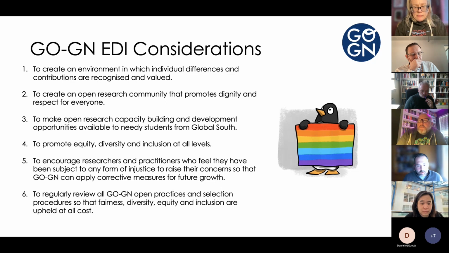In our values, it has to be important to promote equity, diversity, and inclusion at all levels, and to encourage those researchers and practitioners who feel they have been subject to any form of injustice so they are able to raise their concerns, and GoGN can apply that to grow. And continually review GoGN open practices and procedures for fairness, diversity, equity, and inclusion.